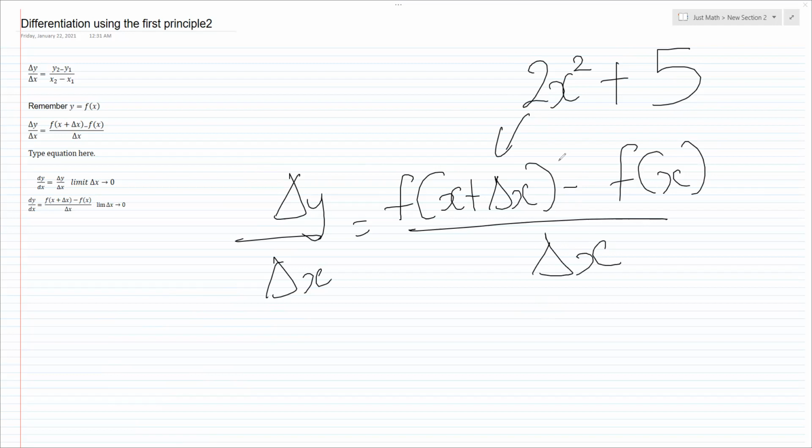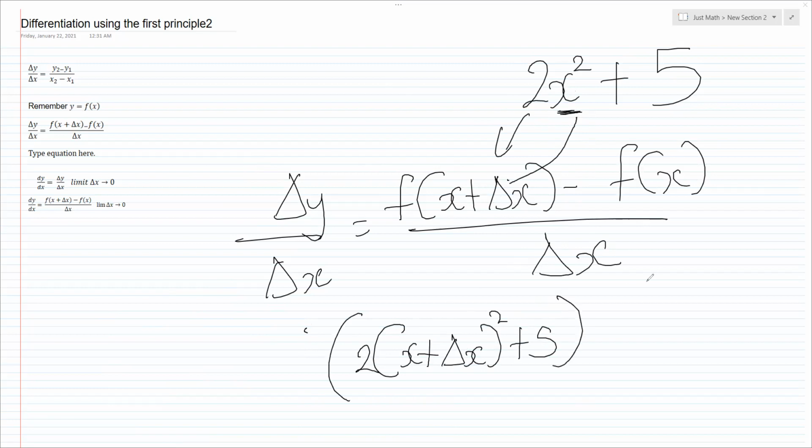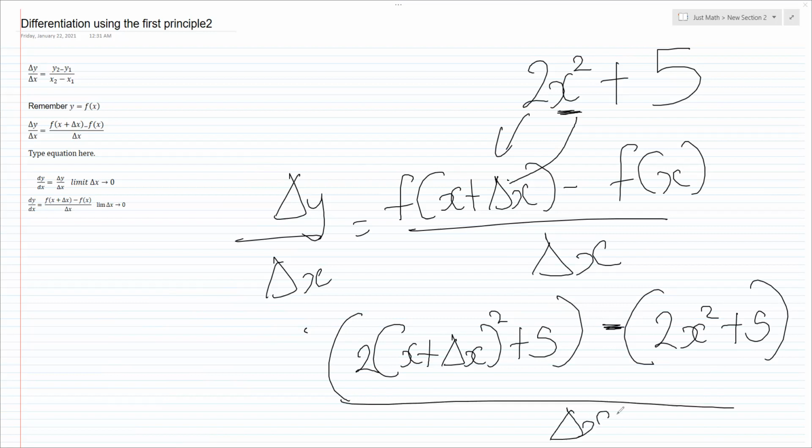So how do we go about it? We're going to replace x with everything we have here. So we have 2 times x plus delta x squared plus 5. That's the first one, that's f of x plus delta x, minus f of x, that will be 2x squared plus 5, over delta x. Okay, so let me clear everything. Let me erase this part first.